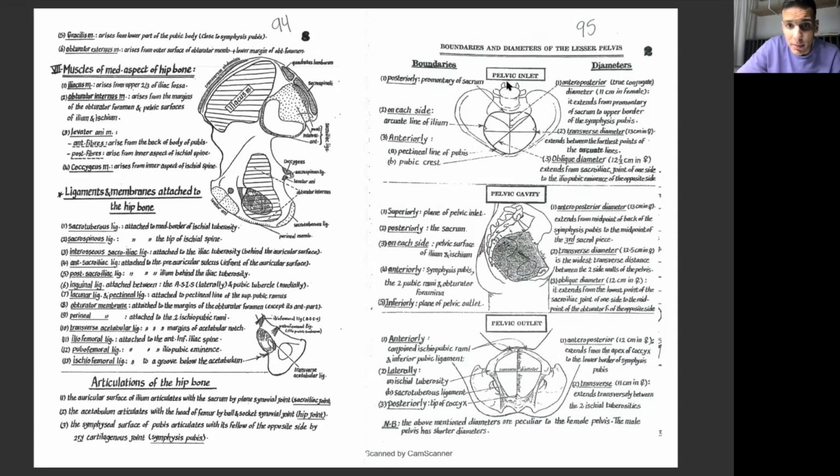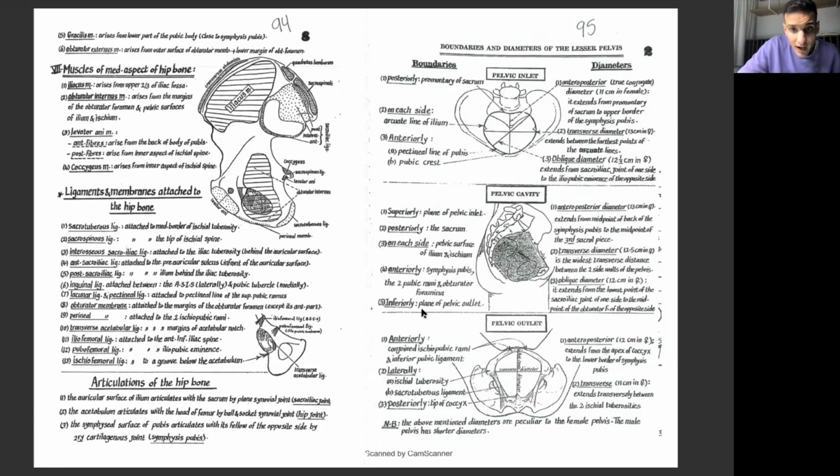Posteriorly, the sacrum, as I mentioned. On each side, you have the pelvic surface of the ilium and ischium. So if you're inside the pelvic inlet, on these sides we have the pelvic surface of the ilium and ischium, and anteriorly we have the pubic symphysis right here, and the two pubic rami and obturator foramen. You will see anteriorly, there we go, this is the obturator foramen. Two of them are found anteriorly.